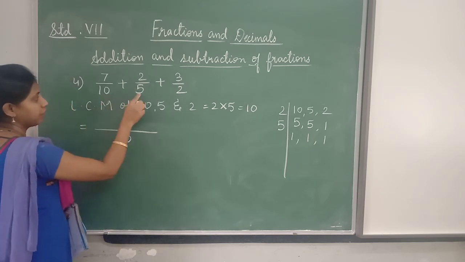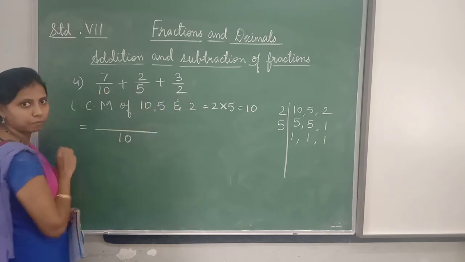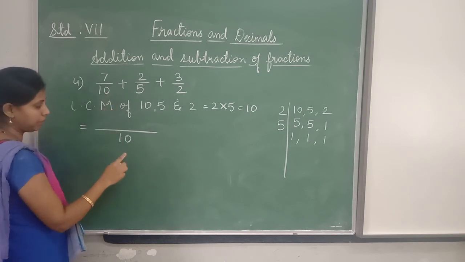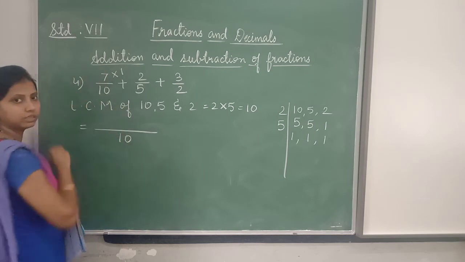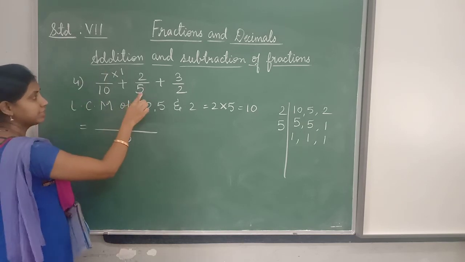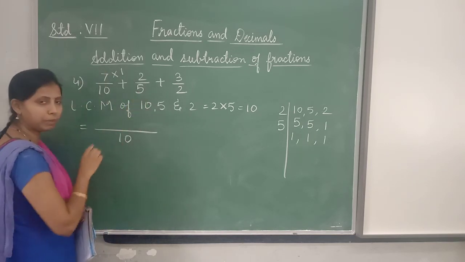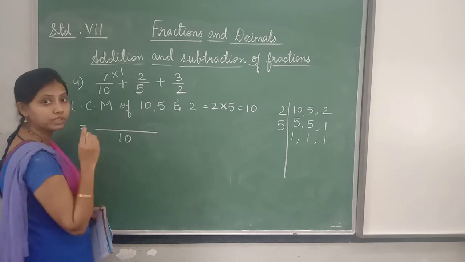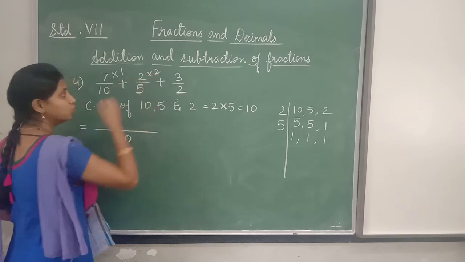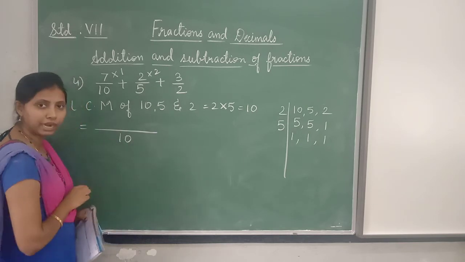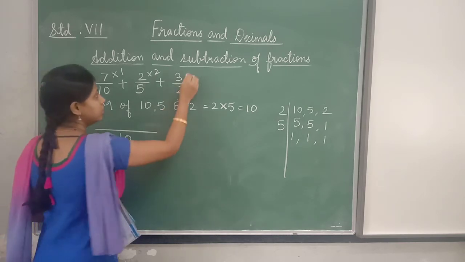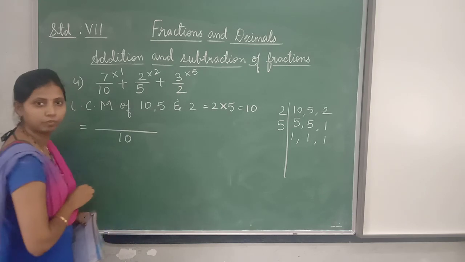Now see the fractions, denominators. 10, what if I multiply by, I get 10, 10 ones are 10. So write 1 here. Next is 5. To 5, what if I multiply, I get 10, 5 twos are 10. So write into 2. Next is 2. So to 2, what if I multiply, I am going to get 10, 2 5s are 10. So write into 5. Okay.